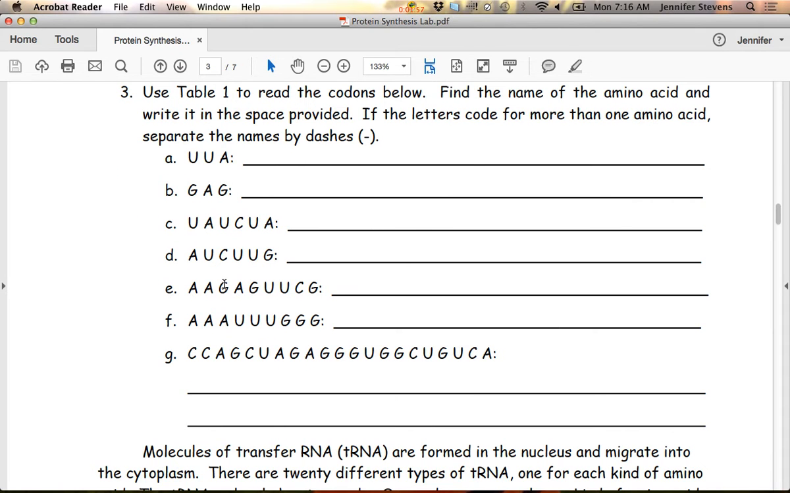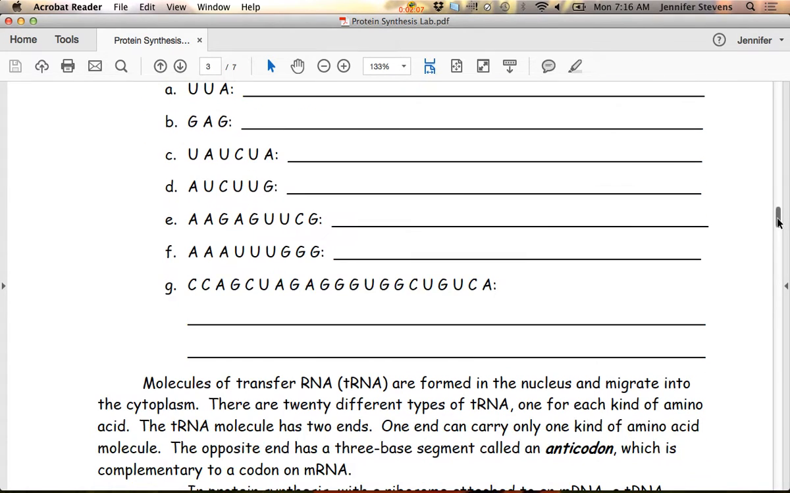Now for these longer ones, what I suggest you do is go in and put a slash mark in between each three, so that way you know where the codons end and where they begin.